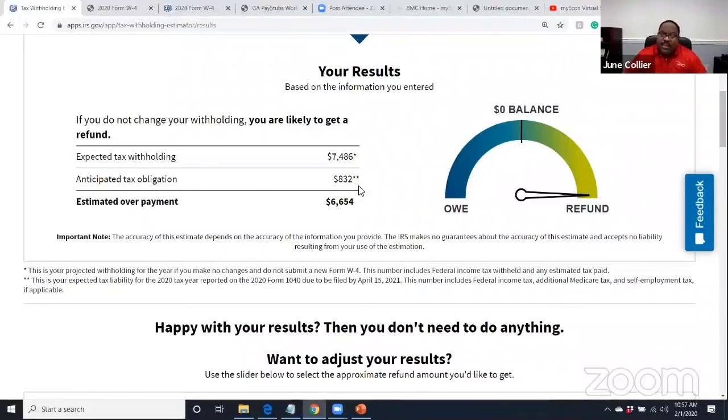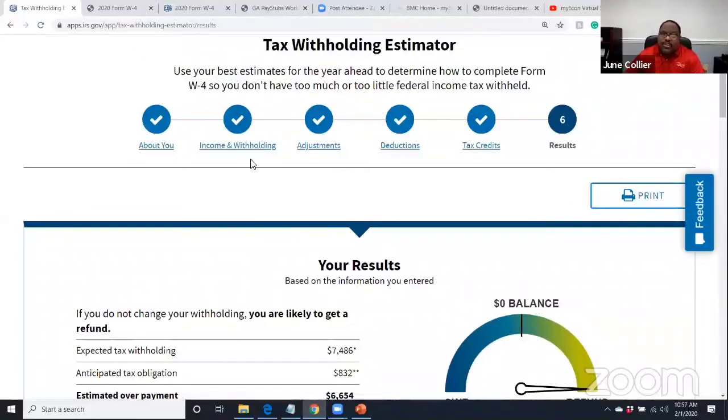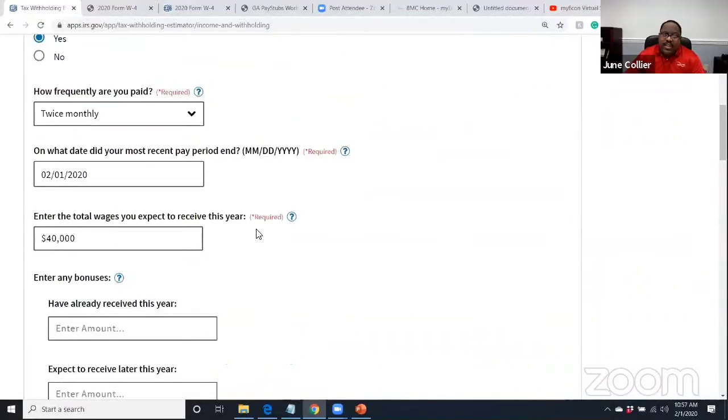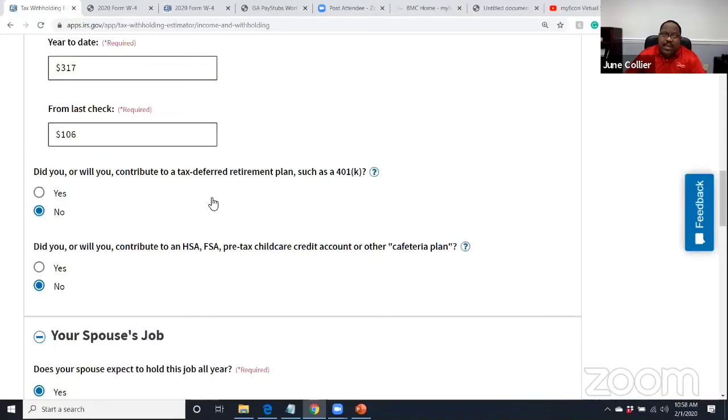This is what we call income shifting. Finally, let's just say that the husband and wife decide, you know what, we have learned about investments and we want to start investing in our business. So they're going to go back to their income and withholding. There was a question that asked if they had participated in their 401k. They said no. We're going to say yes.